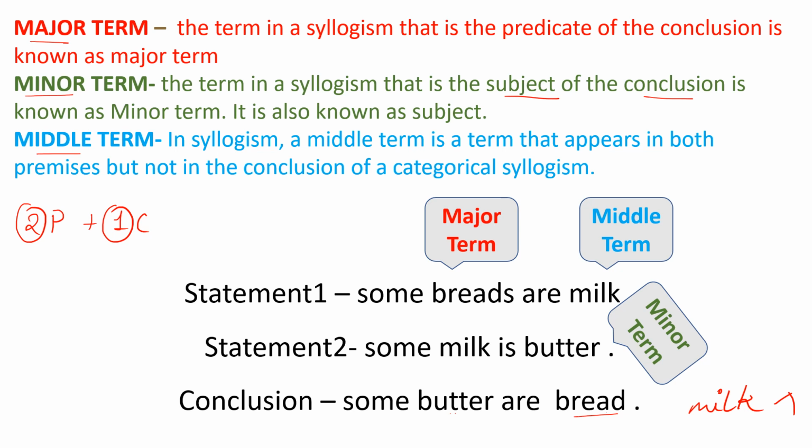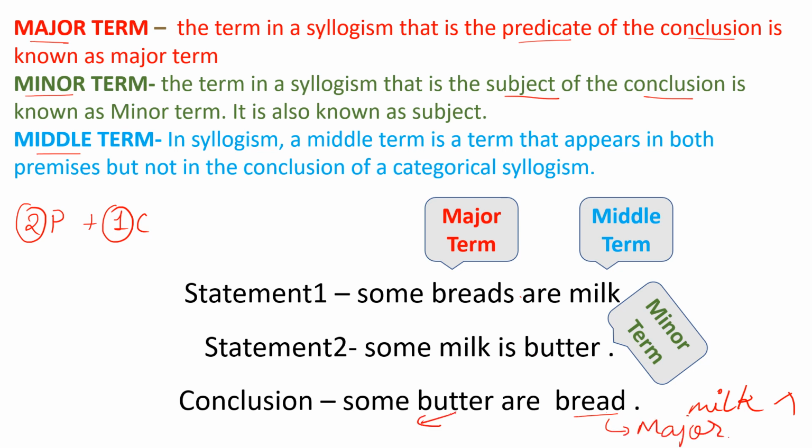The major term is the predicate in the conclusion, the minor term is the subject in the conclusion, and the middle term is the term that is not present in the conclusion but is present in both statement 1 and statement 2. Okay, I hope you understand what is major term, minor term, and middle term. Again, I will repeat, the middle term is that term which is not present in the conclusion. The major term is the predicate. So here bread is the major term.